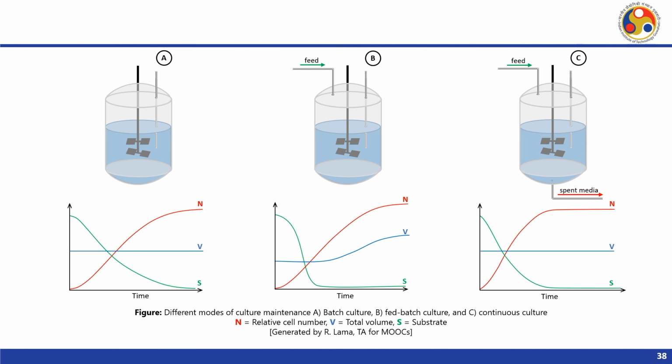So, the relative cell numbers will vary from the batch culture to fed batch to the continuous culture, as you can see in these diagrams, which is represented by N, and also the total volume will be different. It will remain constant in the case of batch culture and continuous culture, but in the case of fed batch culture the total volume would be increasing because we are feeding in additional media, but we are not taking it out. And then the substrate concentration, you can see the dynamics in the three situations will be different as represented by the curve S with respect to time.